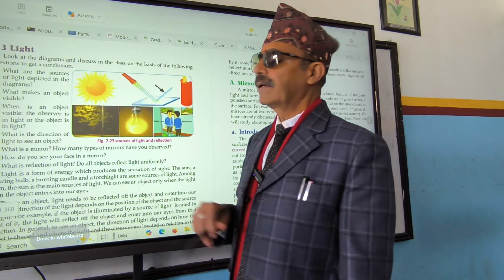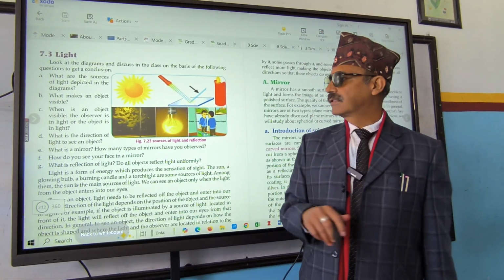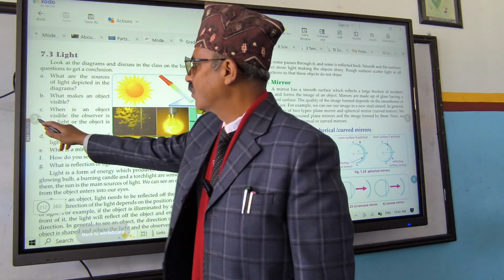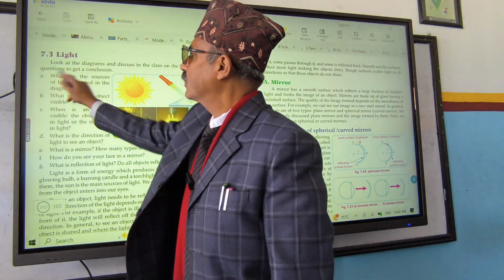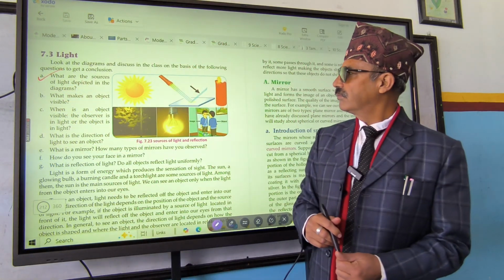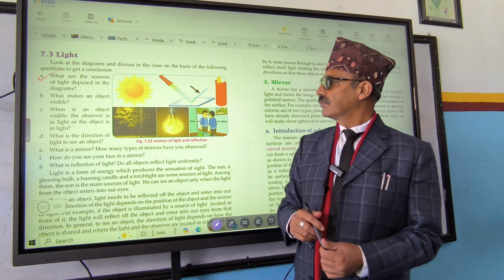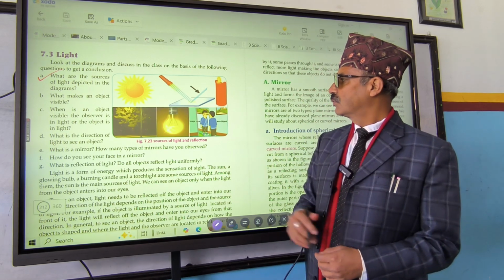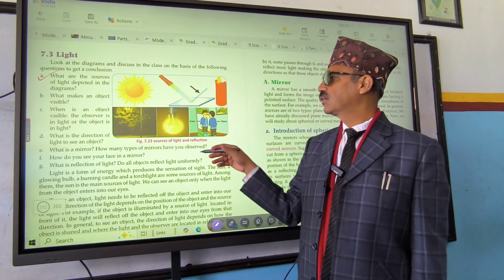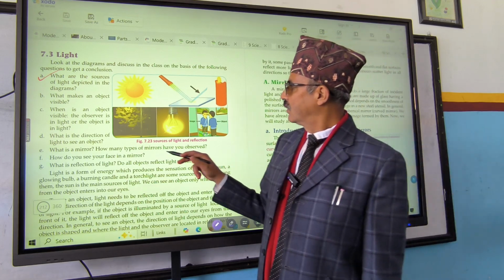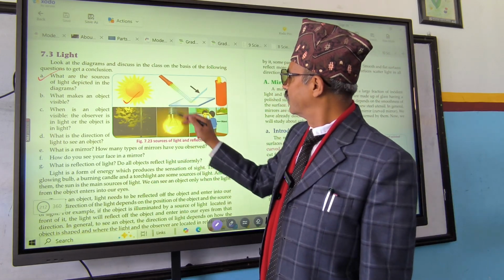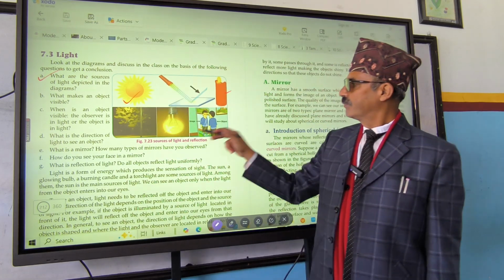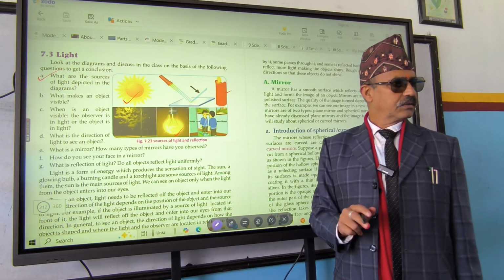What is the third heading now? Light. Here are some questions to discuss. What is the first question? What are the sources of light? Which are shown here? One, another, and candle. I think there are three, right?